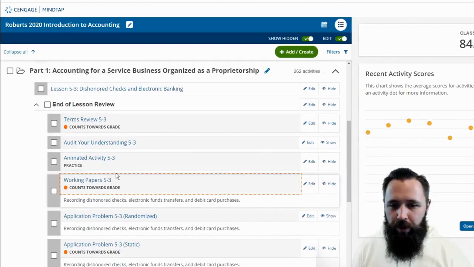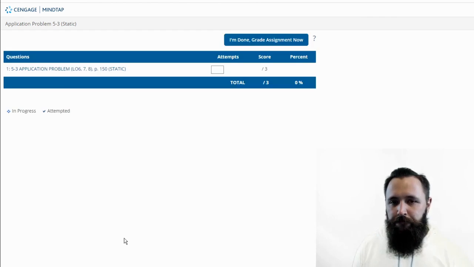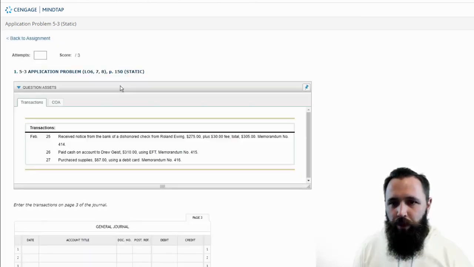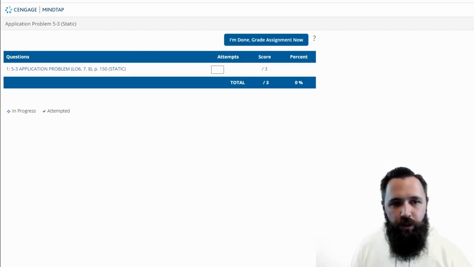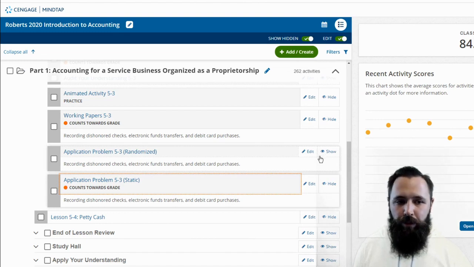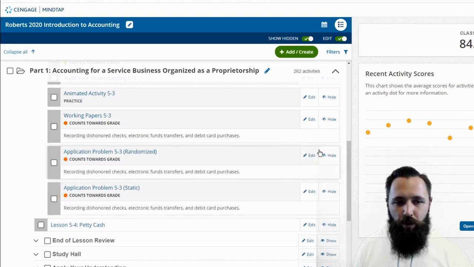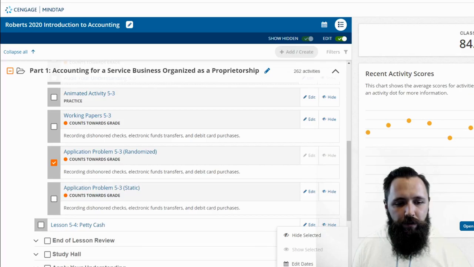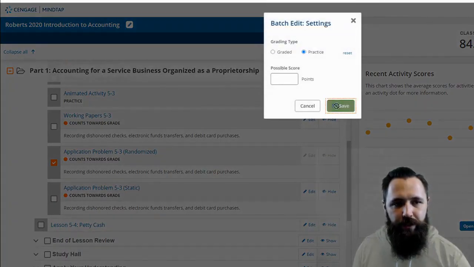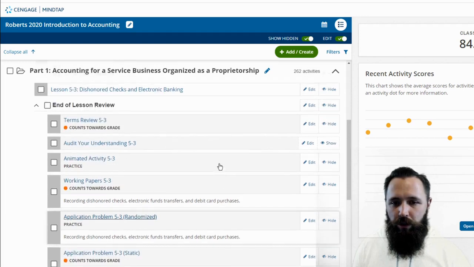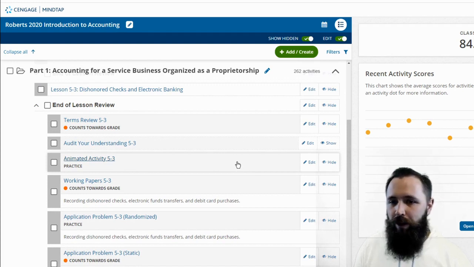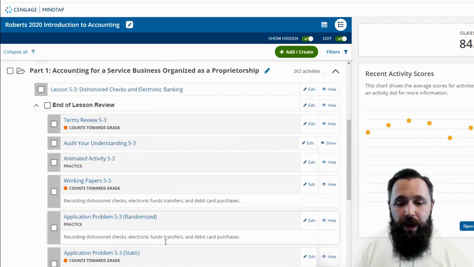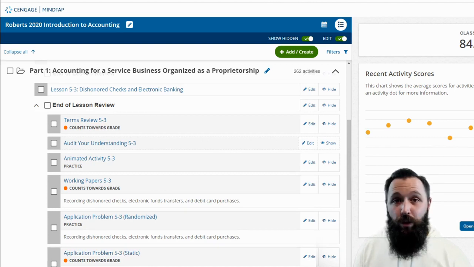If you pop open the application problem here, what do we have? We have the exact same thing. So you're going to be good to go here. You can see that there's a randomized problem that I will have open for you. It does not have to be graded though, okay? So that's just going to be for your own practice if you'd like to do it. Because it is a very small little unit today, along with this animated activity that is just going to be for practice as well. But please make sure you complete the terms review, working papers, and the application problem. If you have any questions, please let me know.